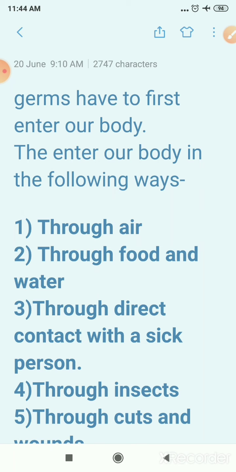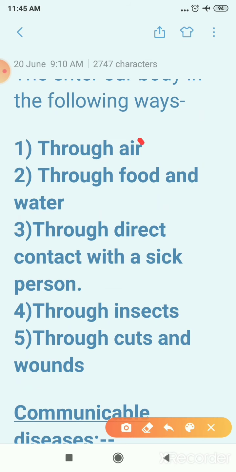If a person is suffering from cold or cough, if he sneezes, germs are released in air. If a healthy person is near and inhales that air, he gets infected. Therefore, they can be transmitted through air. Through food and water. They can be transmitted through food and water also.